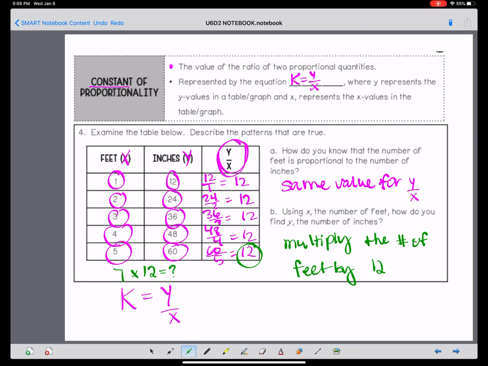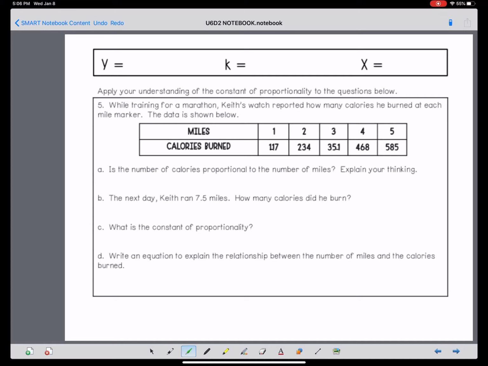All right, let's move on to the next slide. Up here at the top, you'll notice that there's a key. Y always represents the y value. K, we've talked about this before, represents the constant. I don't know why they spelled it with a K. I get that question all the time, so I should find out. X represents the x value.